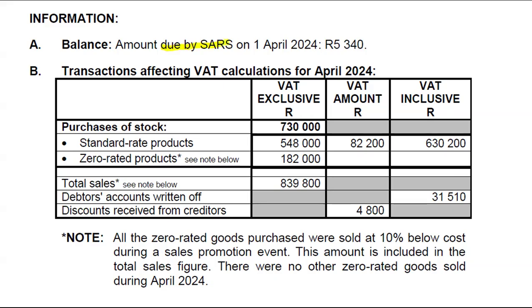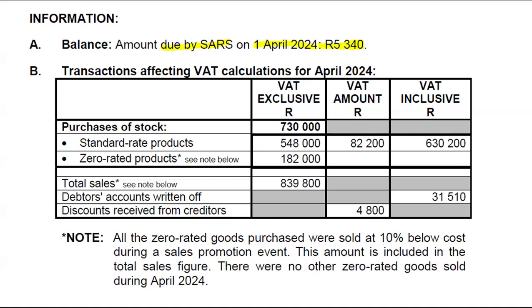On the 1st of April 2024, it is 5,340. So that is an asset. It represents what is due to us for VAT purposes. So SARS owes us 5,340. That means that from last month, our VAT input was greater than VAT output.